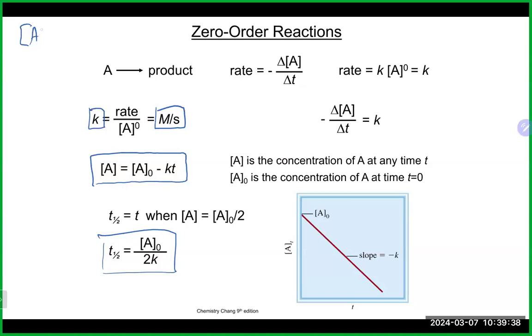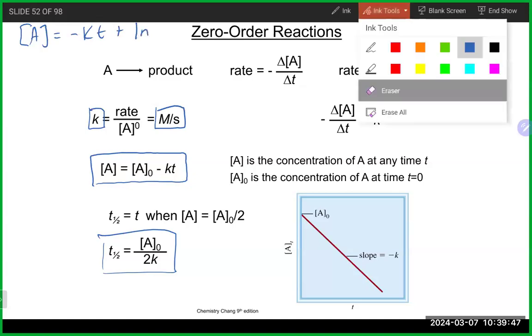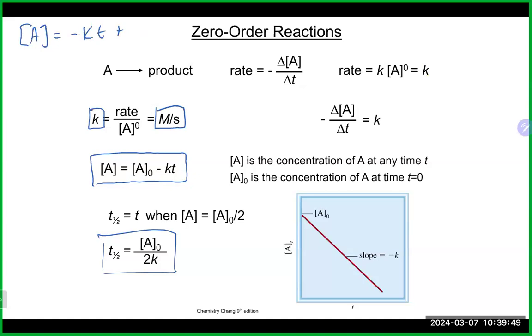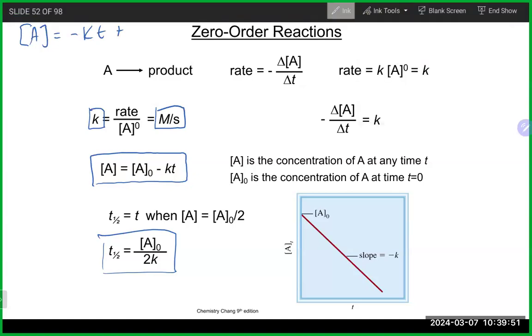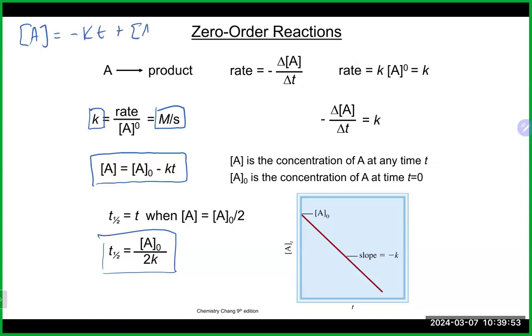And like all the other equations, we could also rearrange this equation in the form of a straight line, which will look something like this. No natural log though. A naught. And once again, that is going to be our y is equal to mx plus b.